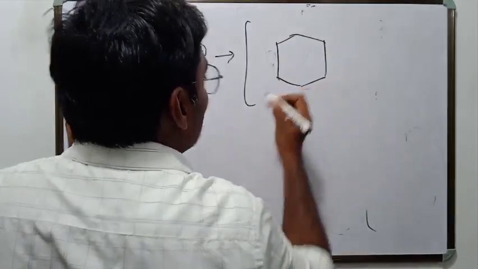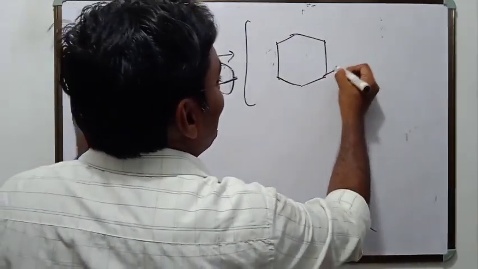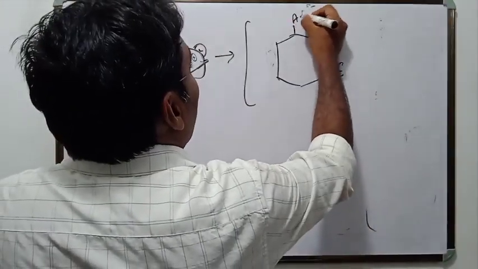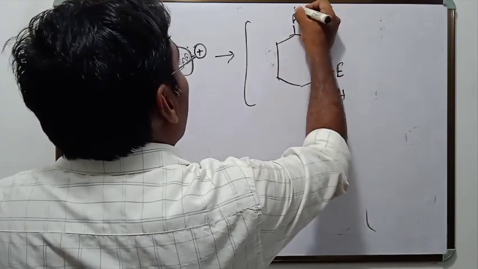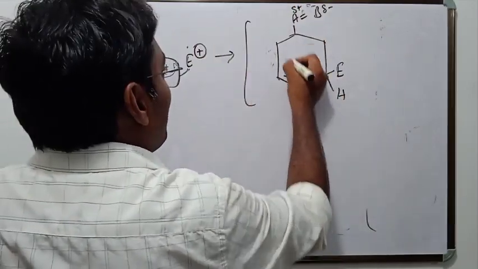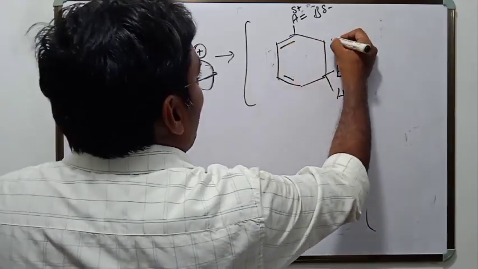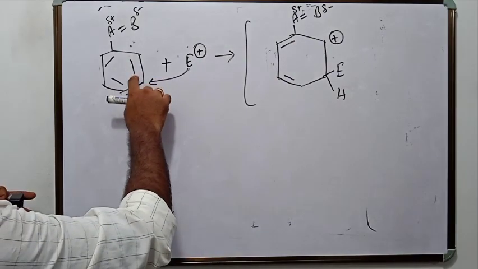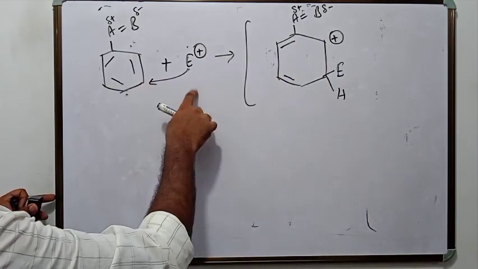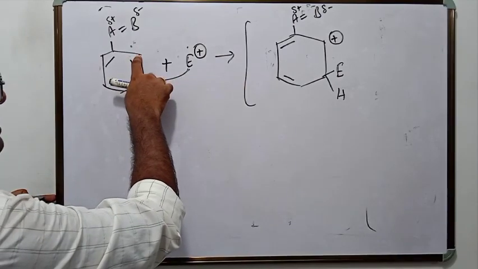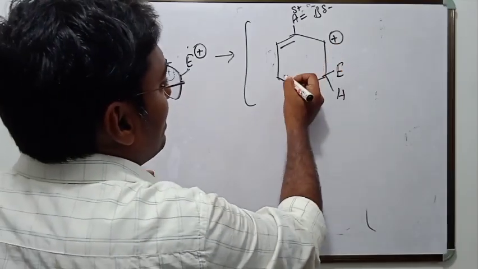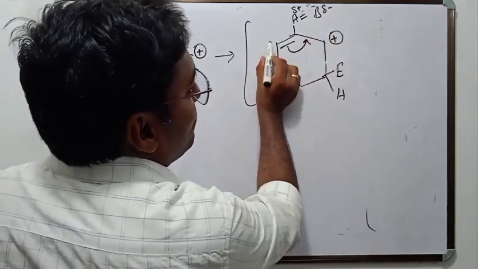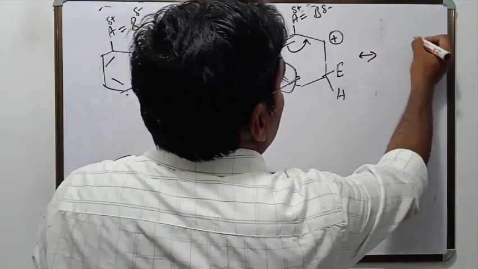More is to draw than to talk here, that is why I am drawing more. Now the positive sign would come here, right? Why? Because this electron has been given to E and loss is for this carbon atom, so the positive sign has come here. In the second structure what would happen? This pair would go here and positive sign would come here. So let me draw the second structure now.